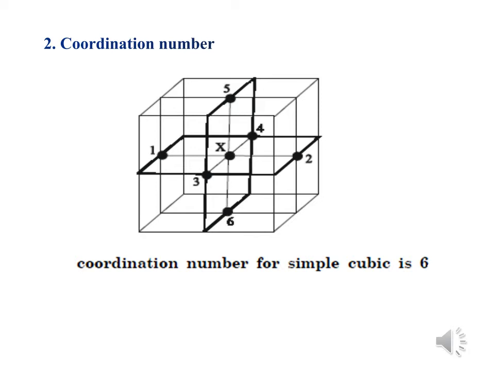Next characteristic, coordination number. The number of the nearest neighboring atoms to a particular atom X is known as the coordination number. For a simple cubic unit cell, the coordination number is 6. You see in this diagram, the center point X has 6 surrounding nearest neighboring atoms.